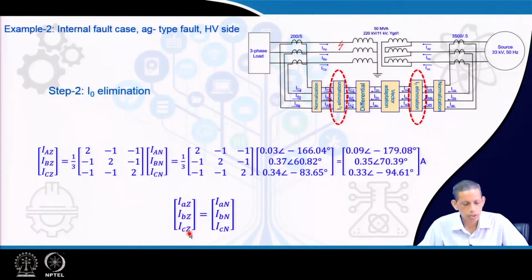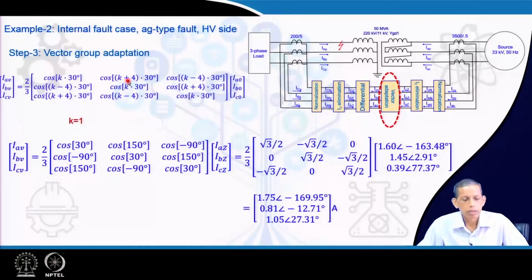Zero sequence elimination: IAZ, IBZ and ICZ in capital, and then small IAZ, IBZ, ICZ, the way we did for the earlier external fault case. Multiply this matrix and we get the corresponding currents to be 0.09, 0.35, 0.33 for the high voltage side, and the same is done for the low voltage side, the IAN, IBN and ICN.